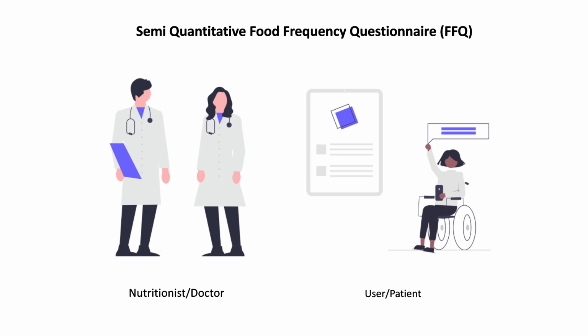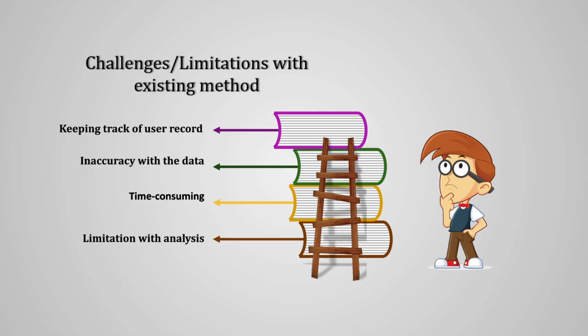So in simple words, a nutritionist asks a patient, did you consume this particular food item in the past 1 month, and the patient answers the questions, and the nutritionist notes this down on pen and paper and further does the analysis. So this is what the FFQ is. Now you know what an FFQ is. Let's try to understand what are the challenges or the limitations with this pen and paper method.